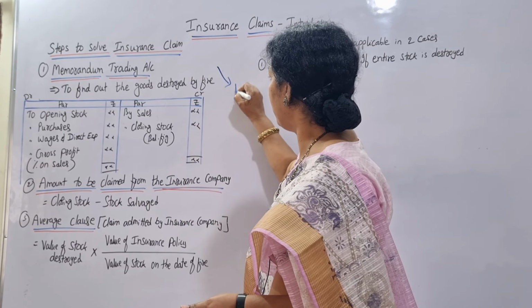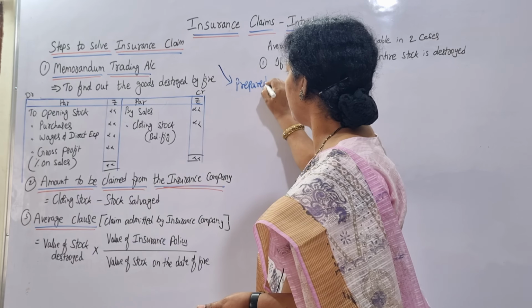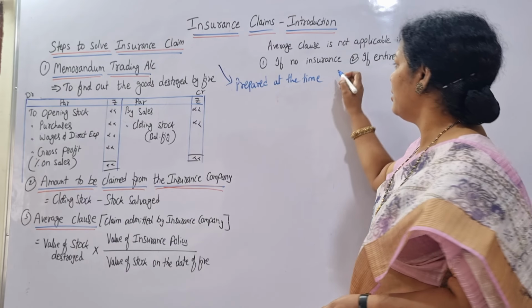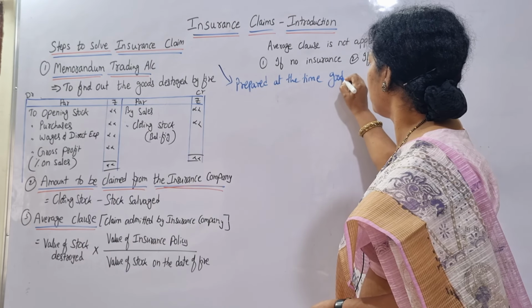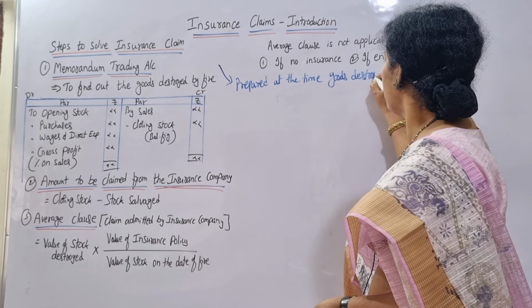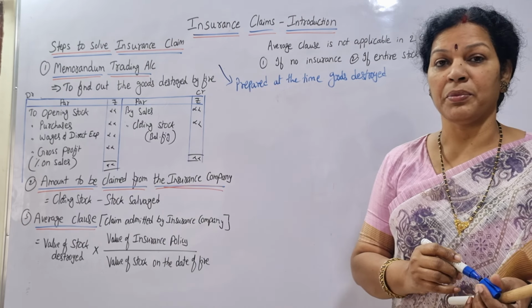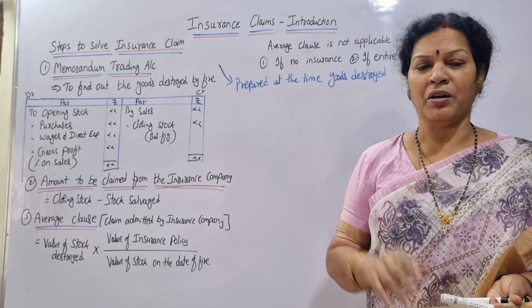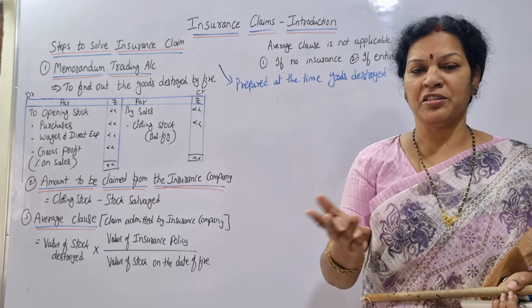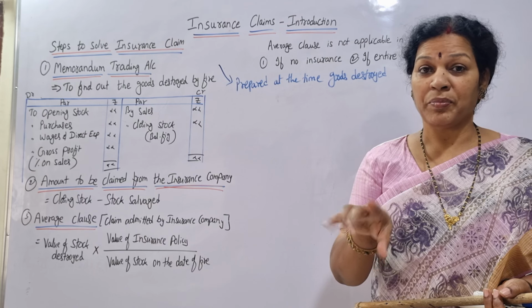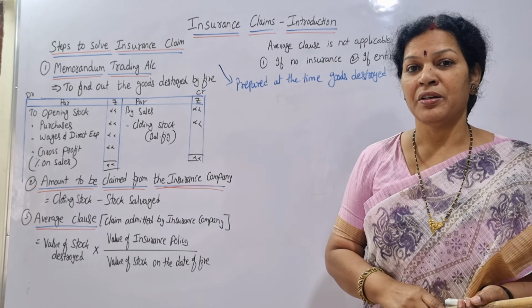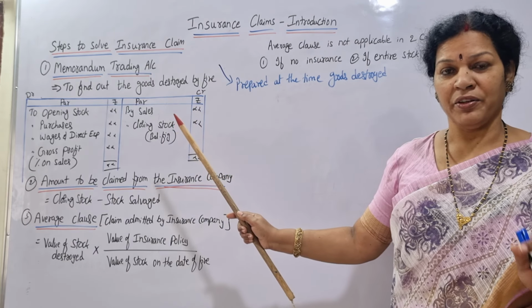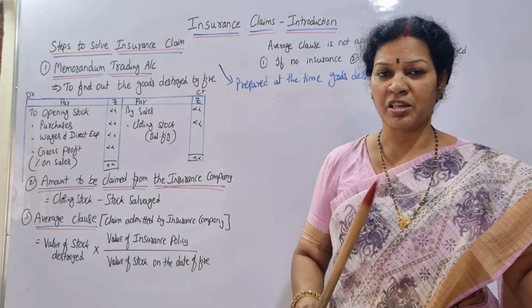So this account is prepared at the time of insurance claim, or goods destroyed. Suppose after starting the financial year, April, May, June, July, there is an accident, so due to that some goods are destroyed. Means in July month only we are preparing the memorandum trading account. That is why anytime you can prepare it. We need not wait till the end of the financial year. So that is why we say it is a memorandum trading account. It is just like a trading account only.